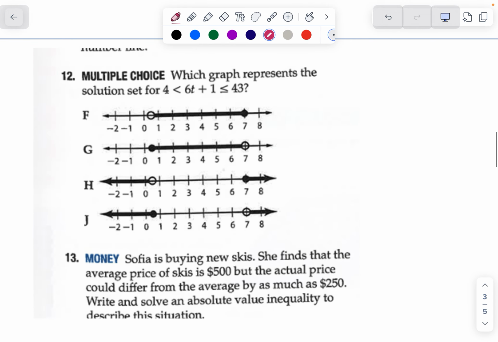Okay. Now let's talk about number 12. It says, which graph represents the solution set to that inequality? So that means solve it. We're going to solve it just like we've been solving before. Okay. So I'm going to write it over here to the side, so I have a little bit of room, if you want to write this down on your paper.